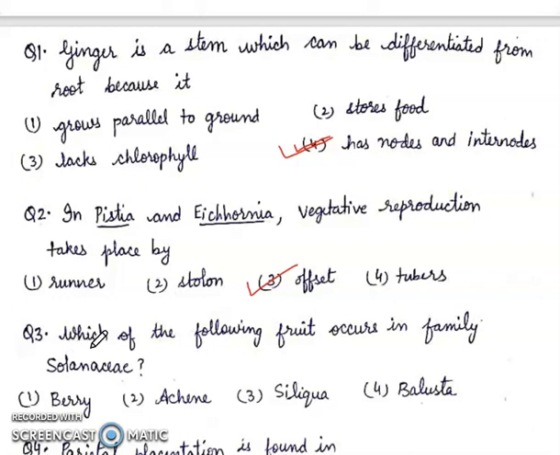Third, which of the following fruit occurs in family Solanaceae? First berry, second achene, third siliqua and fourth bellusta. Answer will be berry.